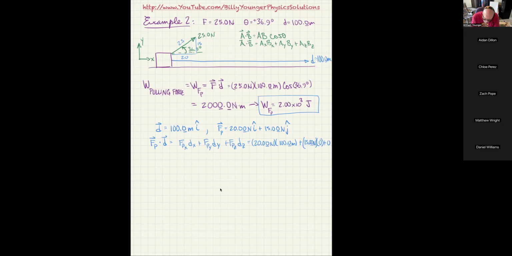And you can see immediately that we did in fact get the answer of 2.00 times 10 to the third joules, which is a good check. Anybody have any questions on that?